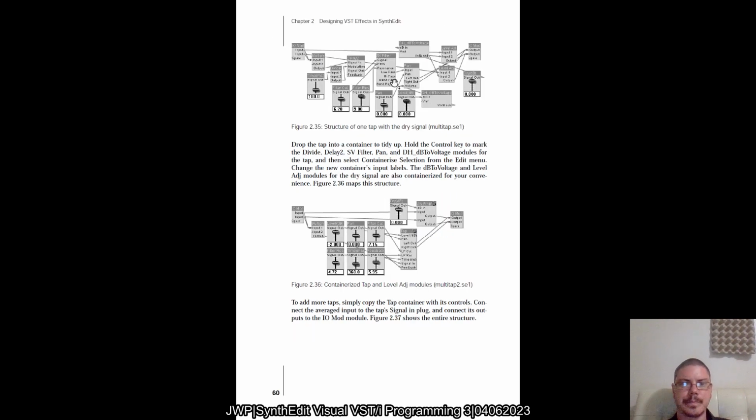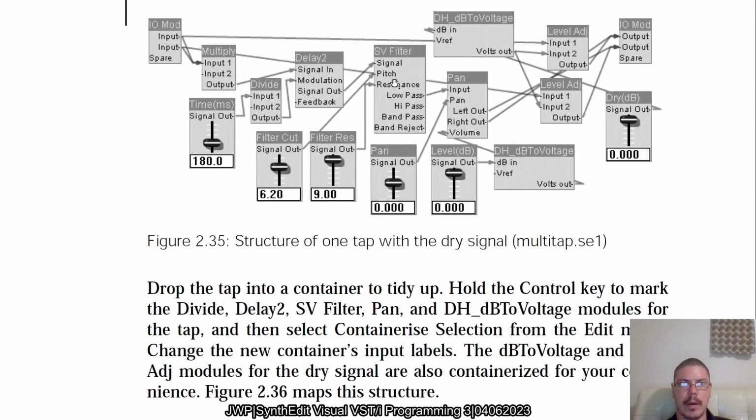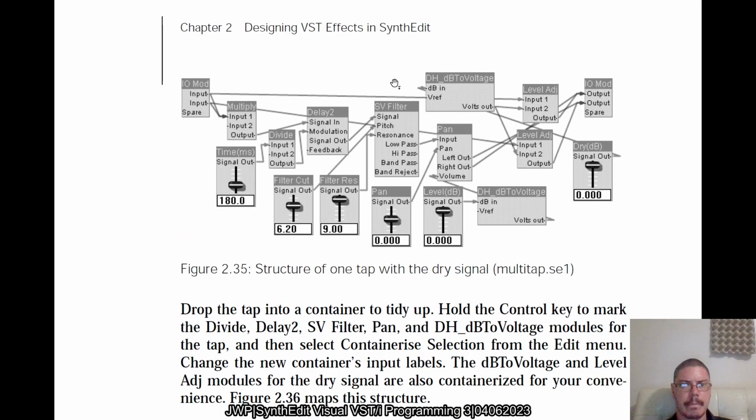So, figure 2.35 here. Structure of a one-tap with the dry signal. We see the output going into decibel to voltage here, into a level adjust. I'm not sure why it's going into VREF. It looks like it's going, okay, it's going right through, and there's a level adjust, right? dB in, that's coming in from there.